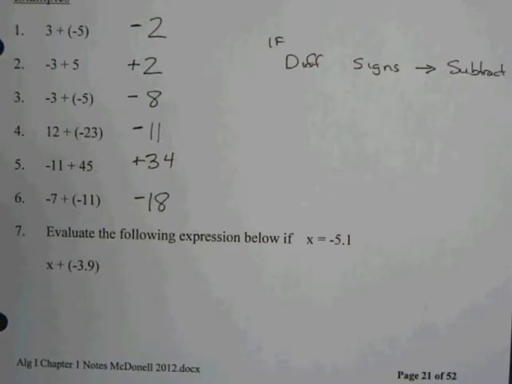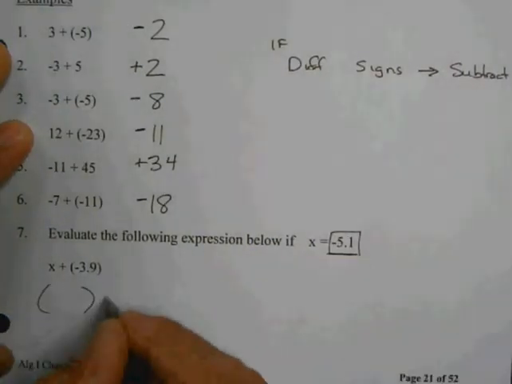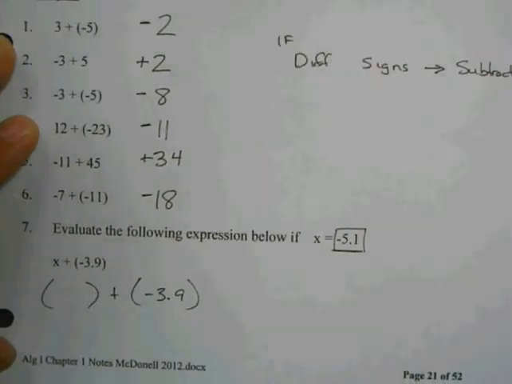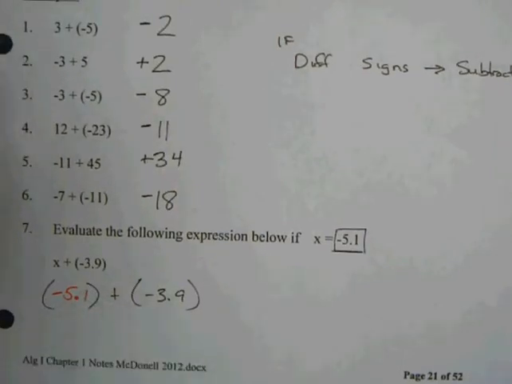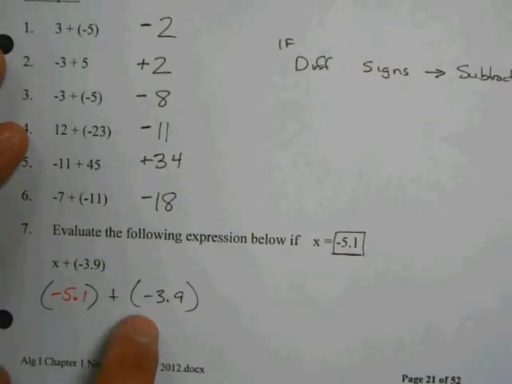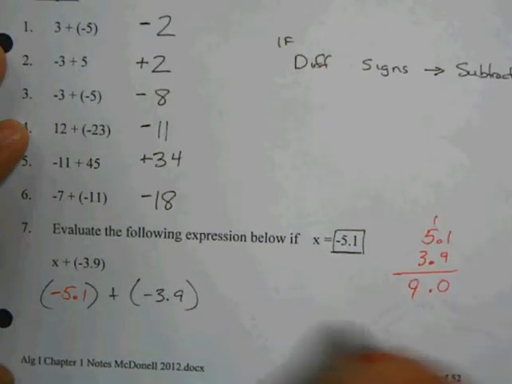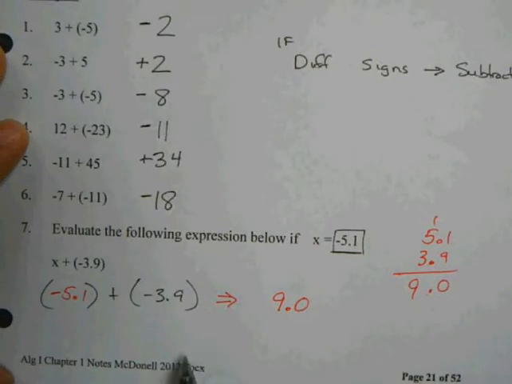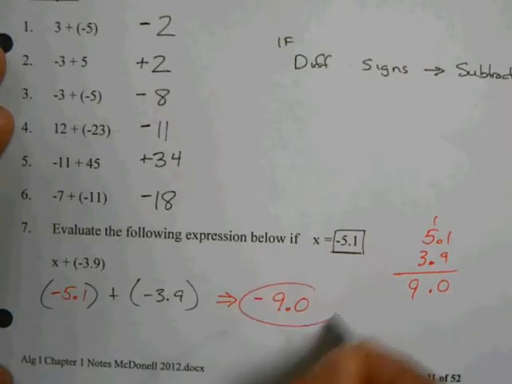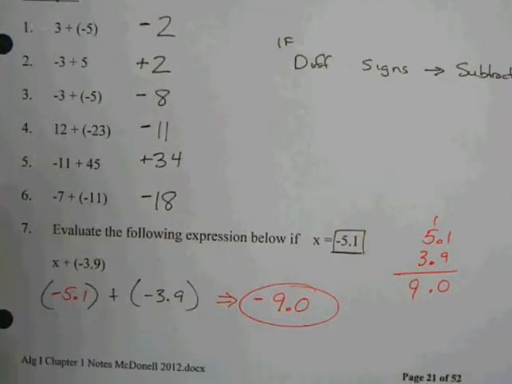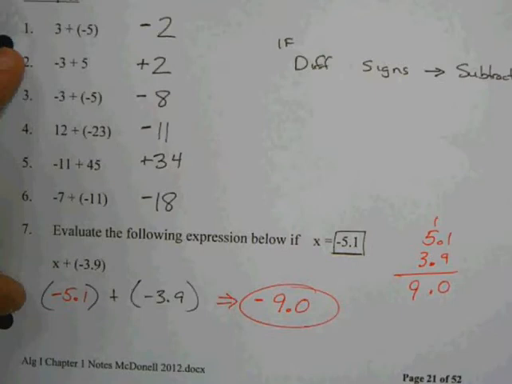Big parentheses, okay? So if ever you see the word evaluate, take your parentheses, replace the variable with parentheses, and stick in that number, whatever it is. In this case, we're supposed to evaluate if x equals what? -5.1. All right, so replace the x with the parentheses, and in that parentheses, we're gonna stick -5.1. It looks like they're the same sign, so I'm going to add them together. 5.1, 3.9, I come over here, that's a 0, I carry the 1, I get 9.0. And I need to realize that they were both negative. So Jocelyn, that means my answer is negative. Straightforward, hopefully, very simple, just a little review of the basic order and facts and operations.